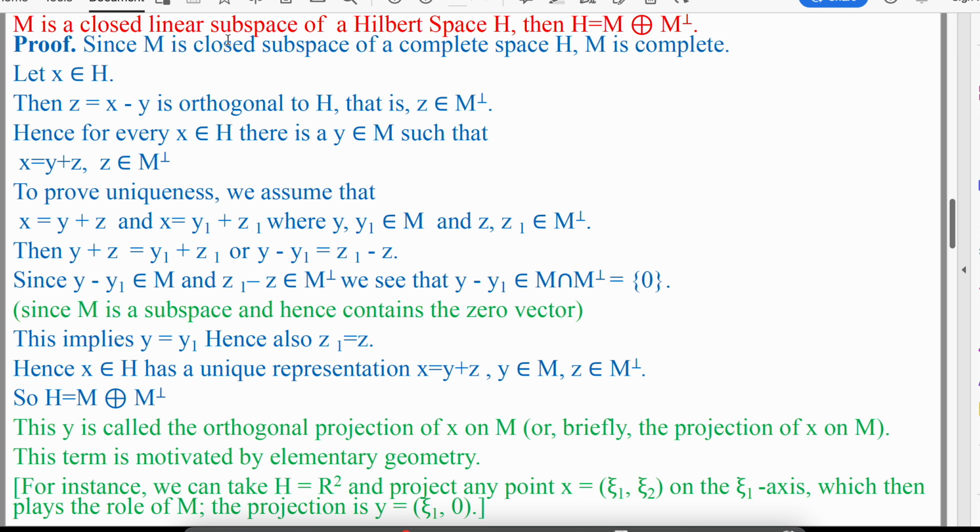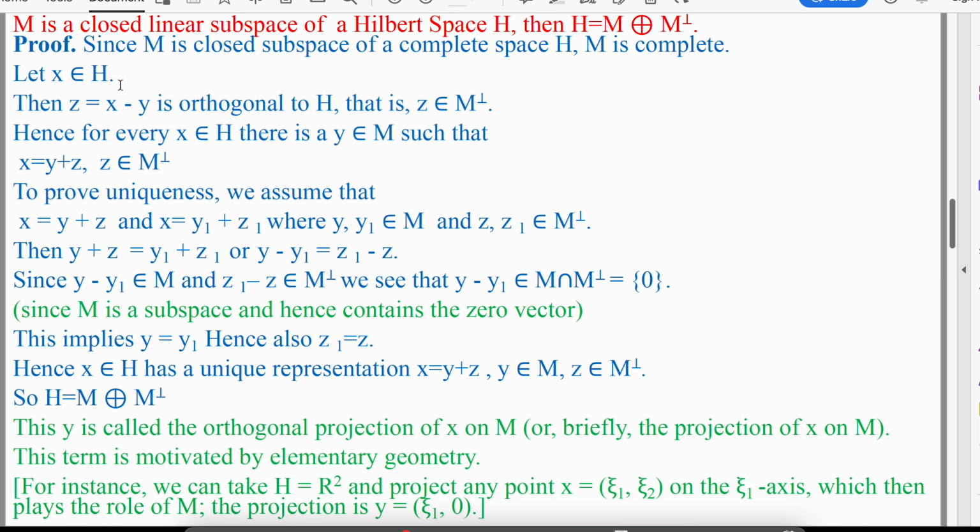M is a closed linear subspace of Hilbert space H. Then we can write H equal to the direct sum of M and its orthogonal complement. Because M is a closed subspace of a complete space H, we know that H is complete because a Hilbert space is a complete inner product space. So it means M is also complete.